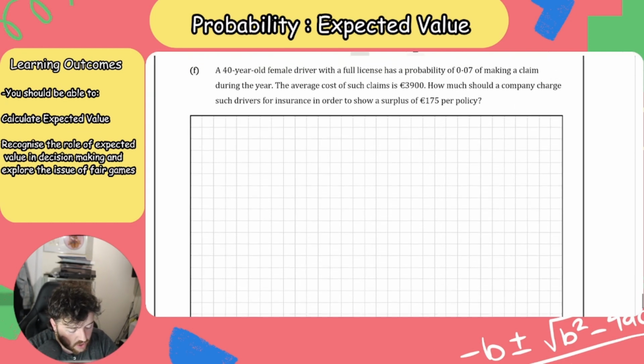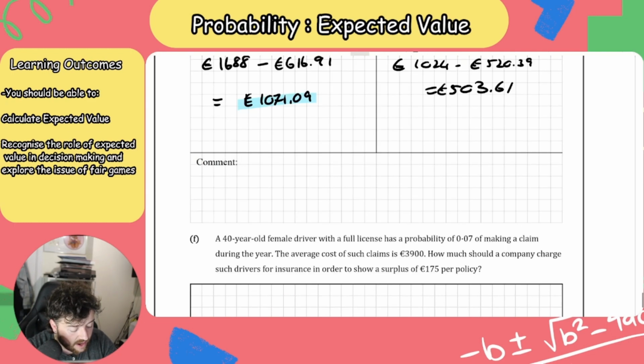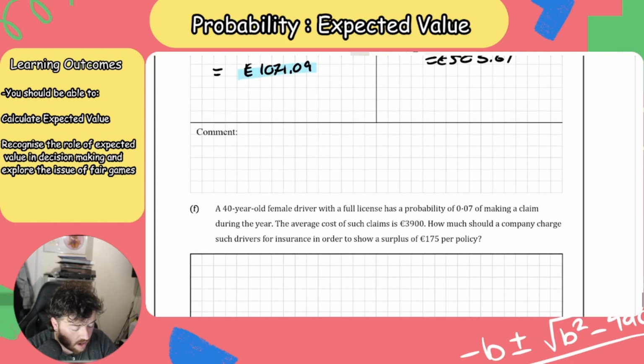And then let's look at the last question here. Write anything like that down, like the surplus is more for males.